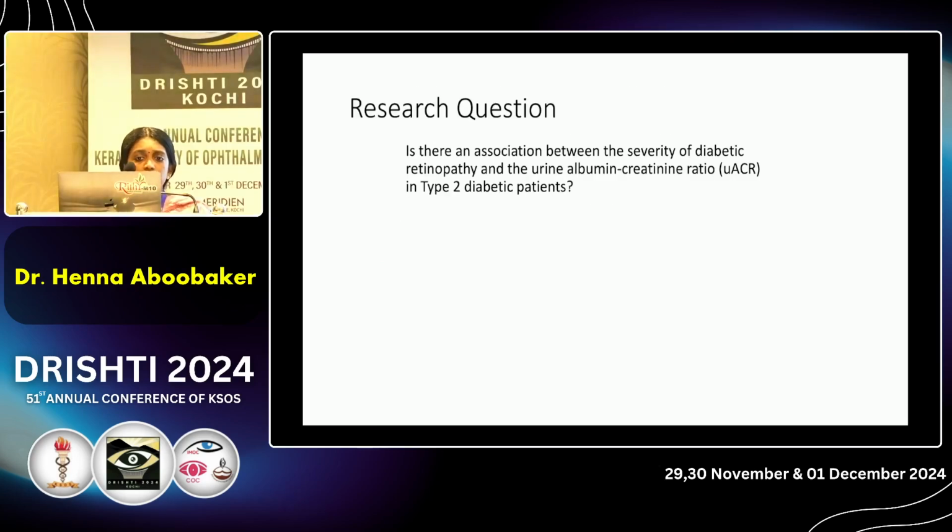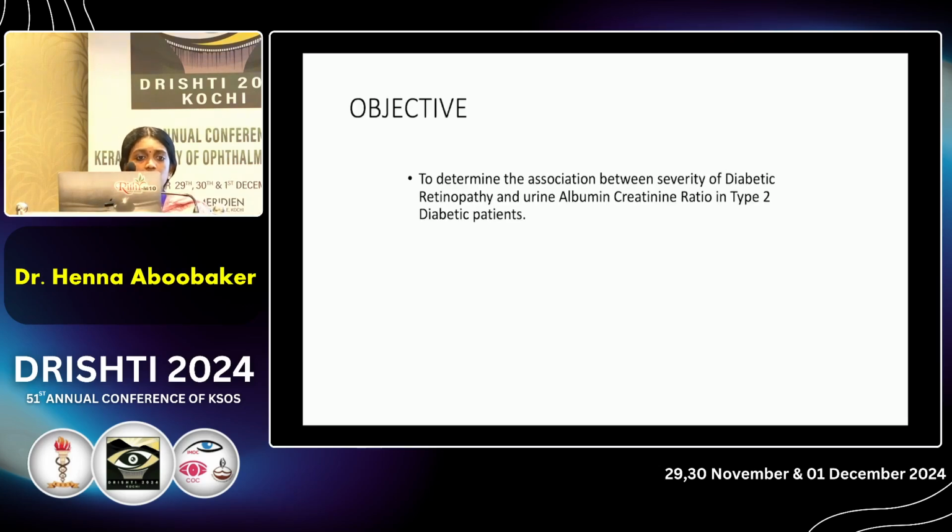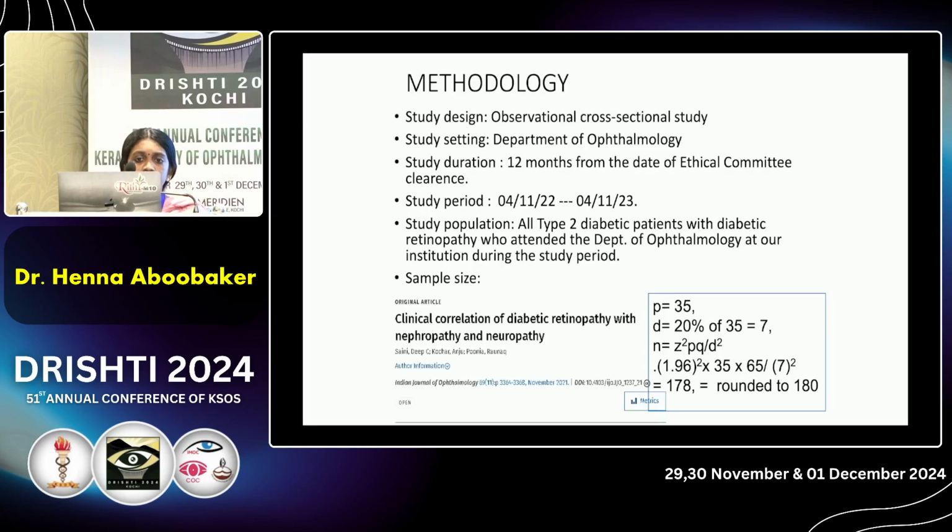So, my research question is: is there an association between severity of diabetic retinopathy and urine albumin creatinine ratio in type 2 diabetic patients? The objective of my study was to determine the association between severity of diabetic retinopathy and urine albumin creatinine ratio in type 2 diabetic patients. It was an observational cross-sectional study conducted in the Department of Ophthalmology of our institution from 4/11/22 for a period of 12 months from the date of ethical committee clearance.